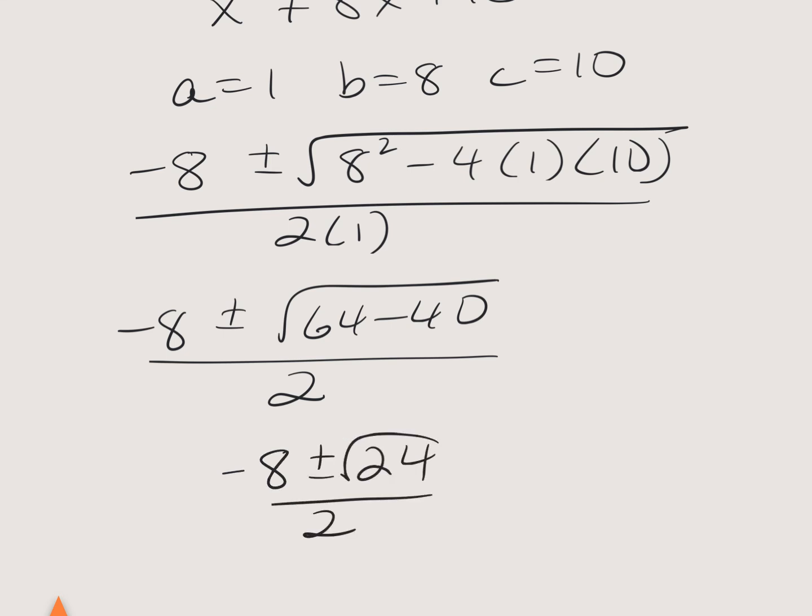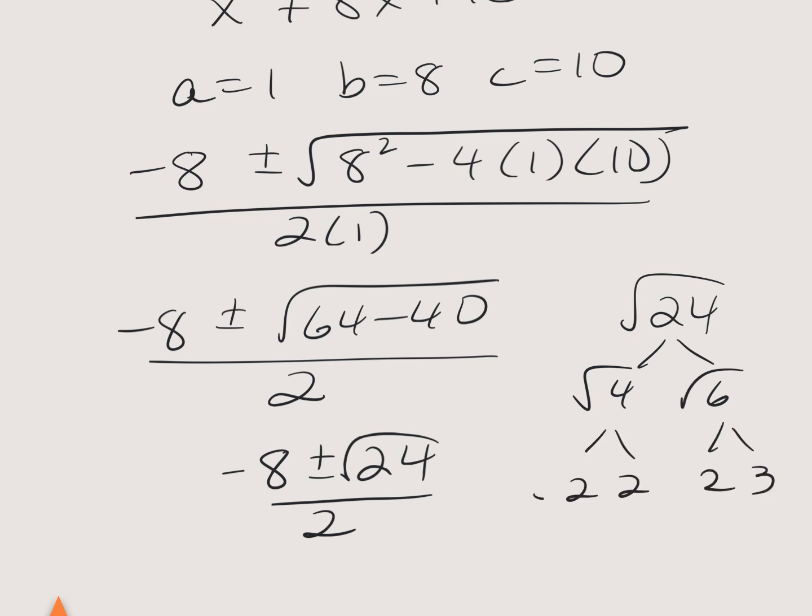Again, do not try to simplify that negative 8 and the 2 yet. Break down the square root first. So the square root of 24, I can do a factor tree. It doesn't matter if you start with 2 times 12, 3 times 8, or 4 times 6. I'm going to do 4 and 6. Again, if you want to see it all the way to prime, you can do that.